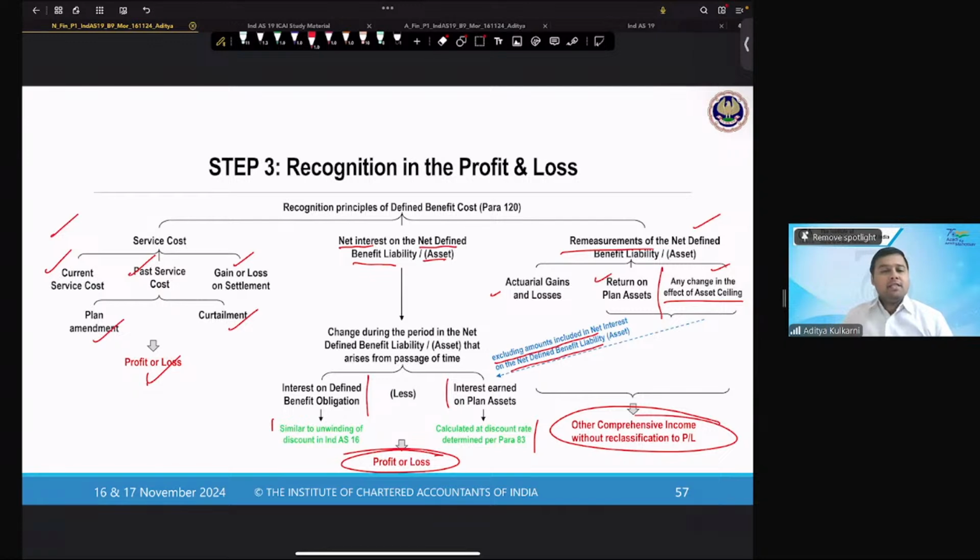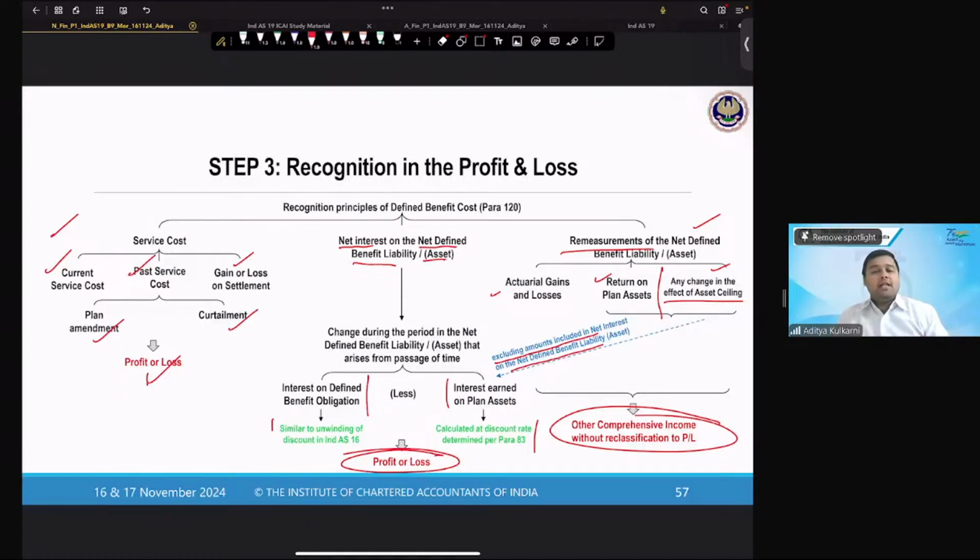When do we do the remeasurements? We do the remeasurements whenever the assumptions change. This comes out of experience adjustments. Suppose you had estimated in 2018 that the lifespan will be 50 years, from the date of joining. COVID happened, and today we are seeing the aftermath of the COVID vaccines, etc. This will cause you to remeasure the life expectancy of the individual. This is what we call remeasurement, or revisiting the actuarial assumptions.